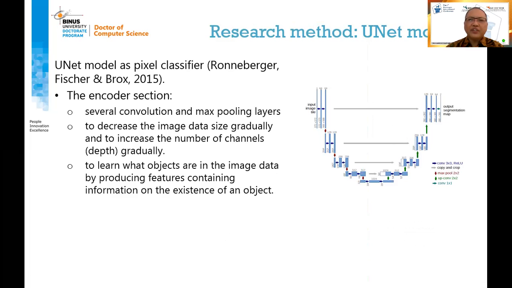Basically, this model consists of two parts. First of all, it's called the encoder section. The aim of this part is to gradually decrease the image data size and gradually increase the number of channels. But the main important thing is to learn what objects are in the image data by producing a feature map. Okay, so as you might see from the slide, the UNET model architecture looks like the letter U.